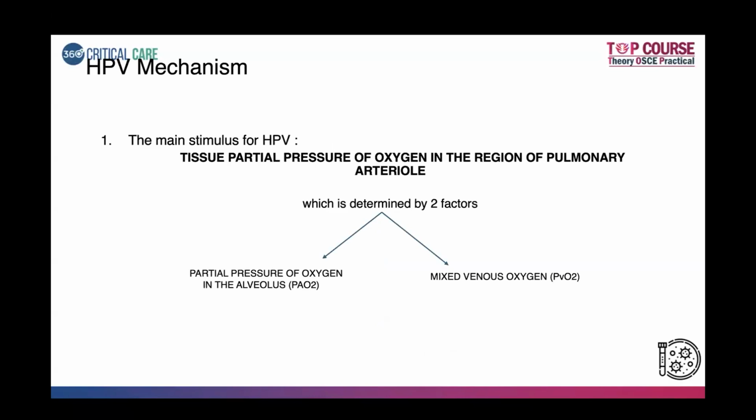Coming to the HPV mechanism, the main stimulus for HPV is the tissue partial pressure of oxygen in the region of the pulmonary arteriole. It's a very big term to think about, but on the easier side, it is determined by two factors: the partial pressure of oxygen in the alveolus and the mixed venous oxygen, that is, the PAO2 and the mixed venous oxygen, PvO2.